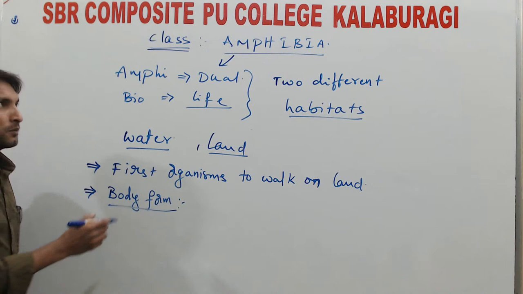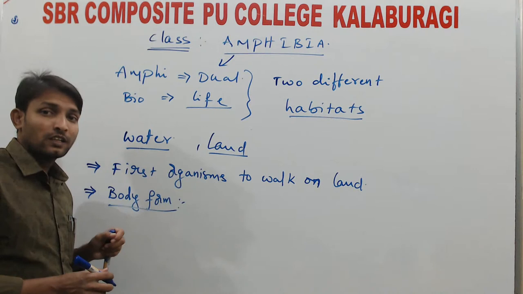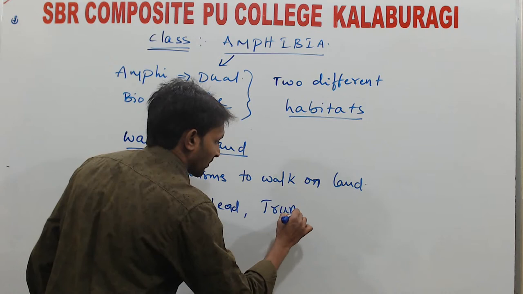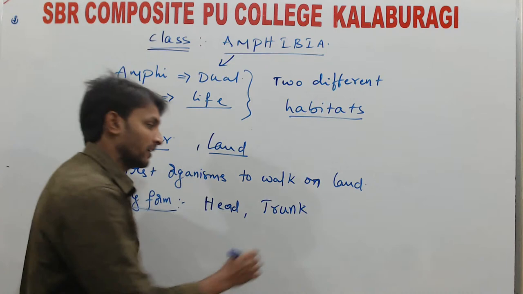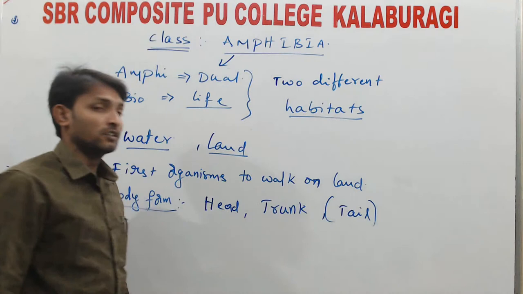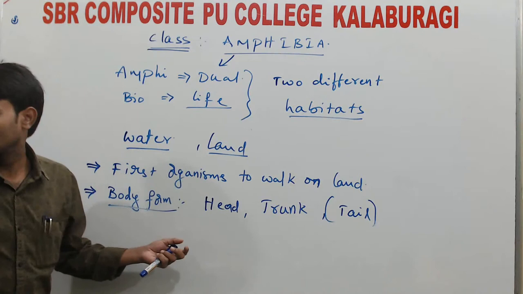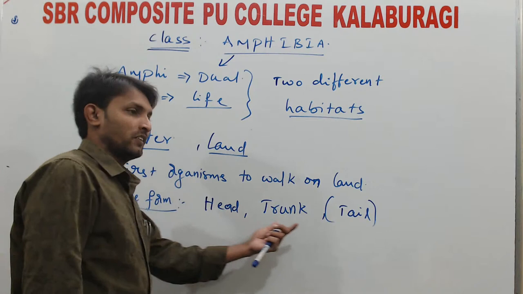Next, body form. How is the body? If you look into the frog, generally the body is divided into head, trunk, and some of the Amphibians have a tail. Some of them have a tail, but some of the organisms do not have a tail. You might think in the adult frog there is no tail, but in the early stage of development, at the tadpole larva stage, you can observe the presence of a tail. So in some developmental stage, the tail is present.